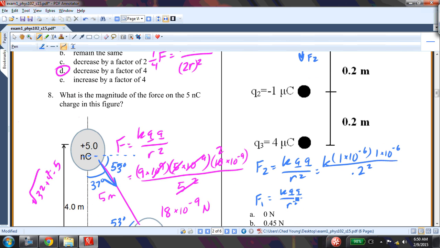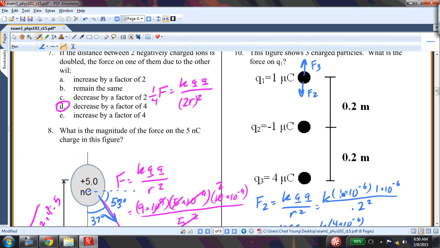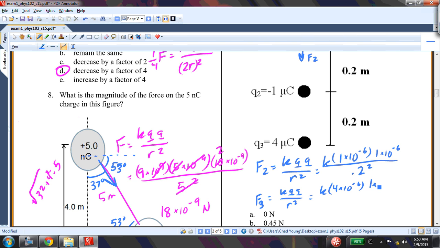Actually, that should be F3, which is going to be k times 4 times 10 to the minus 6, times 1 times 10 to the minus 6, divided by the distance squared, which is 0.4 squared. Okay, now look, I can go ahead and do all this, and I'll calculate this in just a second, but let me show you.